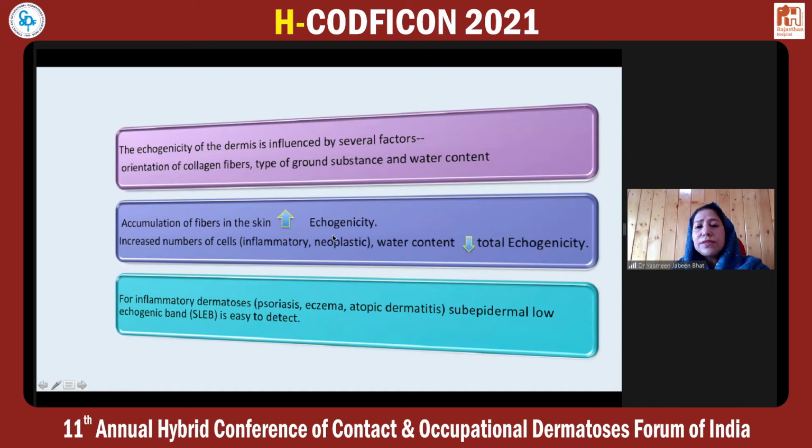And if there are more fibers in the skin, there is more echogenicity, like we see in systemic sclerosis and other conditions. But if there is a greater number of cells, in the form of inflammatory infiltrate or neoplastic cells, and more water content, they all lead to lower echogenicity. So in all the inflammatory dermatoses, we see a subepidermal low echogenic band, which is easy to detect.